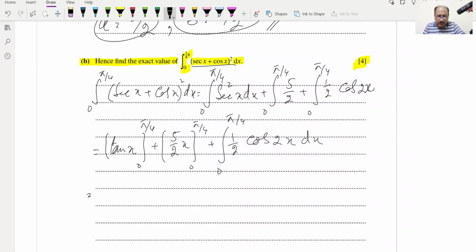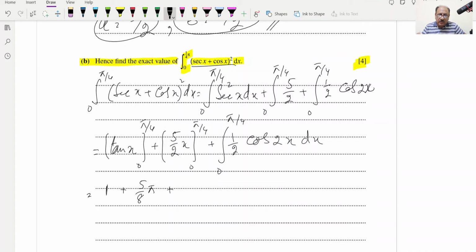So this will be tan of π/4, which is 1, and tan of 0 will be 0, so we can write 1 minus 0, which is 1. Plus, similarly for this one, when we replace π/4 it will be 5π/8, so 5/8 π, and for 0 it will be 0, so I'm not writing that one. Plus, this will be what?